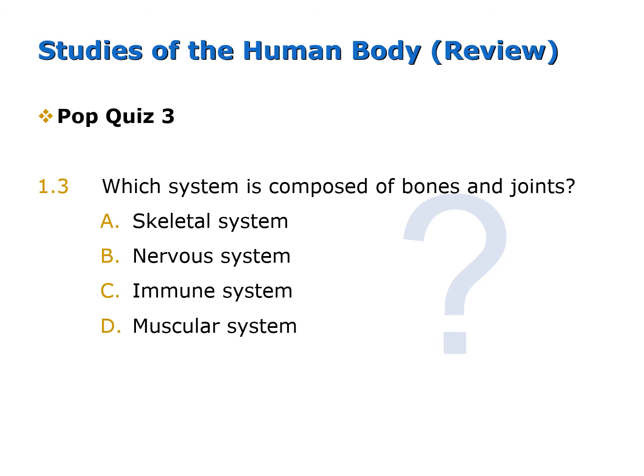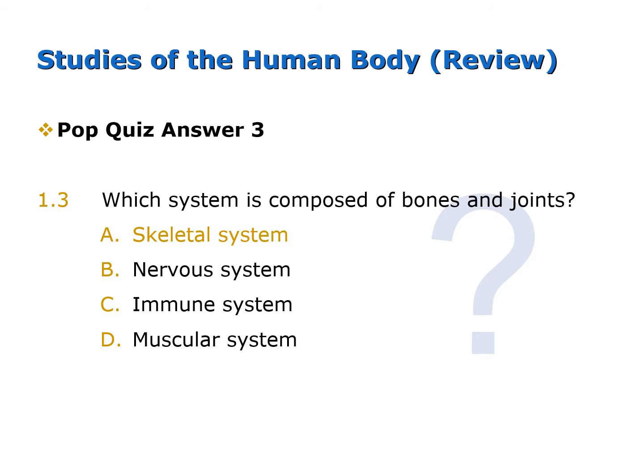Question 3. Which system is composed of bones and joints? Option A, skeletal system. Option B, nervous system. Option C, immune system. And option D, muscular system. The system composed of bones and joints is obviously the skeletal system. Bones relate to skeletal, to skeleton, and not to the muscular. Obviously, options B and C will be eliminated.